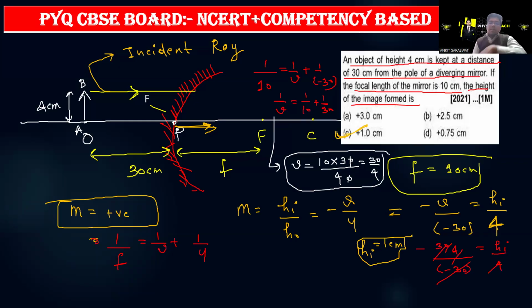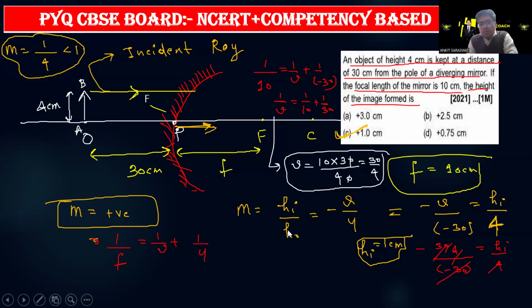I hope this is clear. So simply, what is the magnification? You can check. Still, hi is how much? 1. Ho is 4. So it is less than 1. That's what I told. It will be positive, but it is always less than 1. Clear? So in case of a convex mirror, the image will be virtual, erect, and diminished. That's the characteristic of the image.